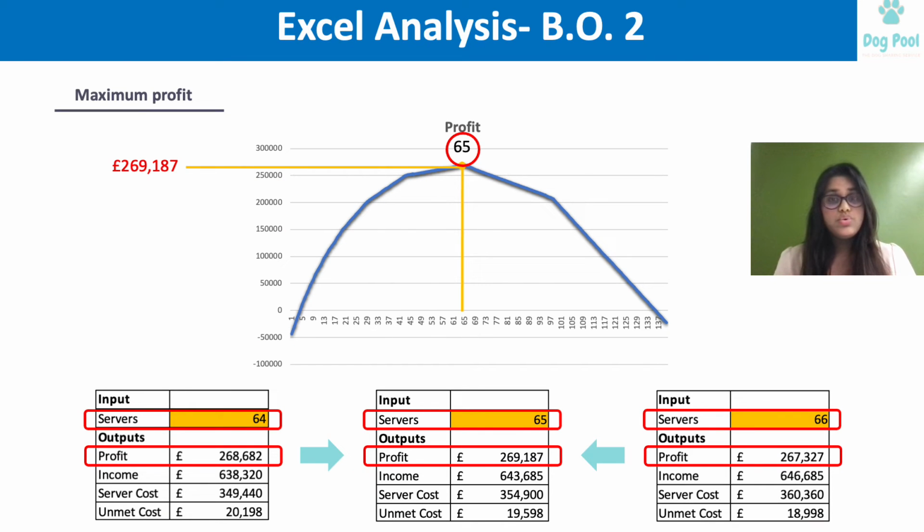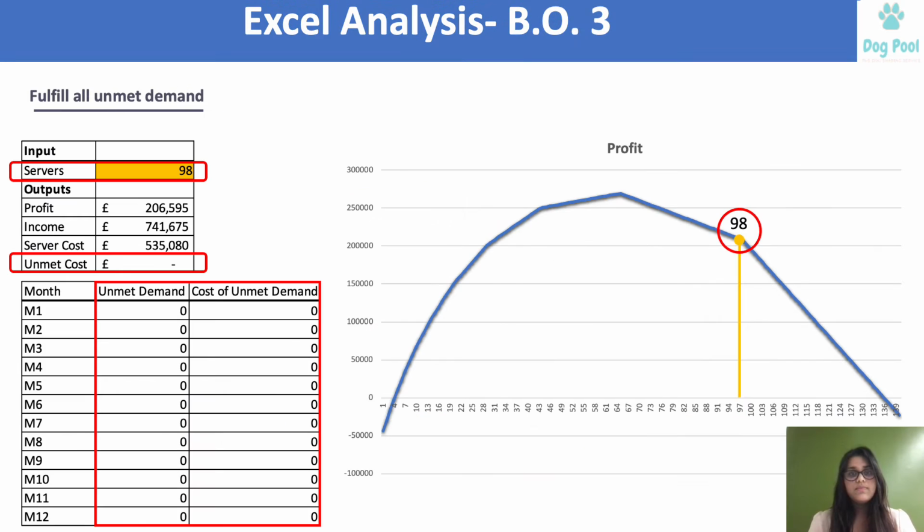Business objective 2 would be profit maximization, and as you can see, we've come up with the number that the best possible way to do this would be to have 65 servers, and you would see a maximum amount of profits that you would be generating each quarter. This would be the best possible amount of servers that you can have to ensure that you also combat any negative repercussions from unmet demand from customers.